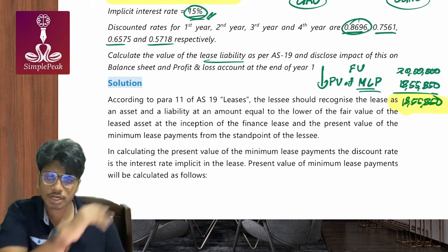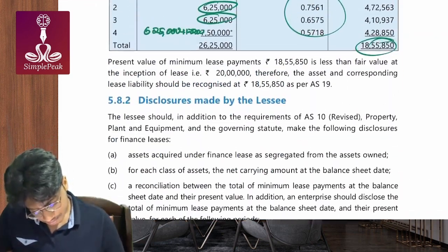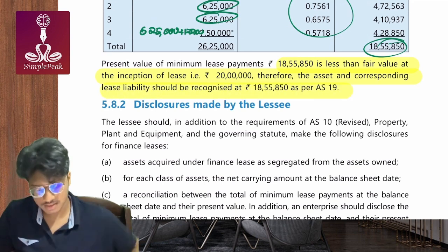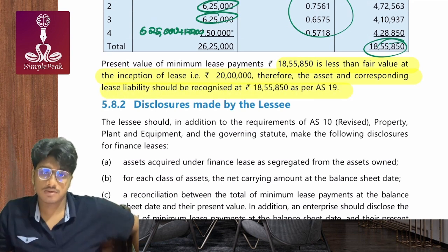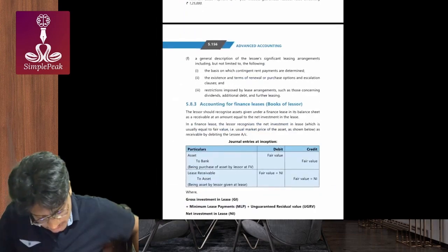ROU asset account debit to lease liability 18,55,850. That would be the value. Therefore, the asset and corresponding lease liability should be recognized at 18,55,850 as per AS 19. I hope that's clear. Now let's move ahead with the next illustration.